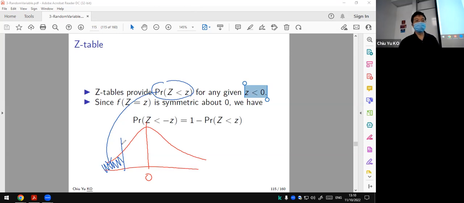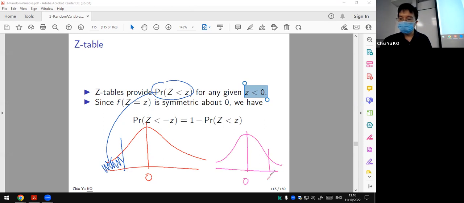And the reason why they don't give you anything positive is because they are symmetric. Suppose you want to find something like, say I want to find this guy, for example. I want to find 4, okay? What is this guy? Suppose I want to find this guy. What is the probability less than 4?